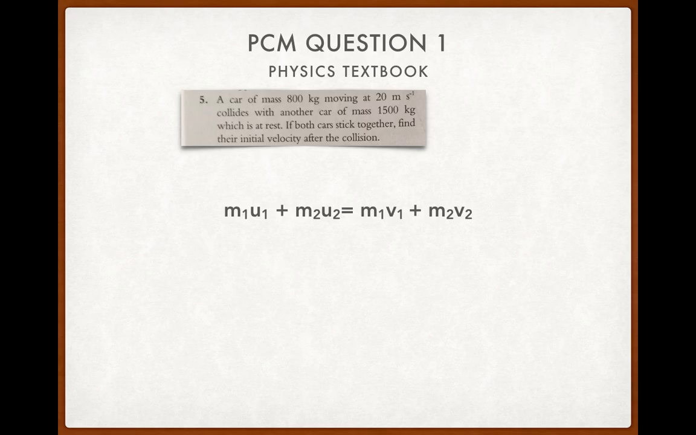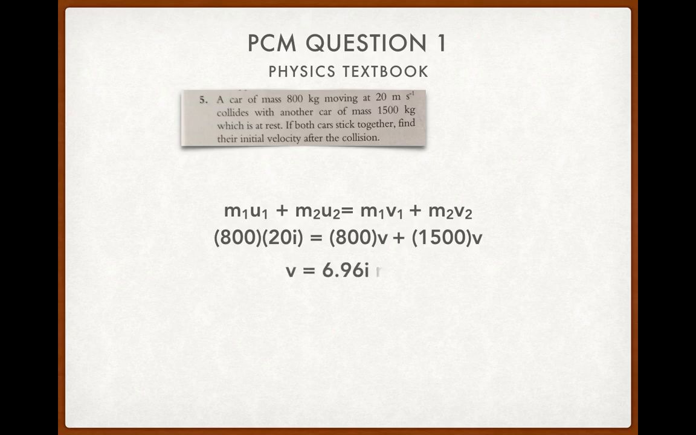And then afterwards, if the two stick together, V1 and V2 are equal. So we get that. I can add the right-hand sides then, and I'll get 2300 by V. And then if I divide through by the 2300, I'll get a value for V. Note as well, I've put in the U1 as 20i. So V works out as 6.96i, which should make sense. If a car is moving with a certain speed and it collides with another car that was at rest and they stick together, the speed afterwards should be decreased because of the two masses being combined. They've got a larger mass afterwards than they have before.